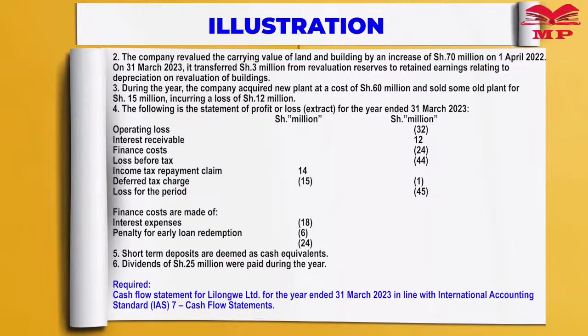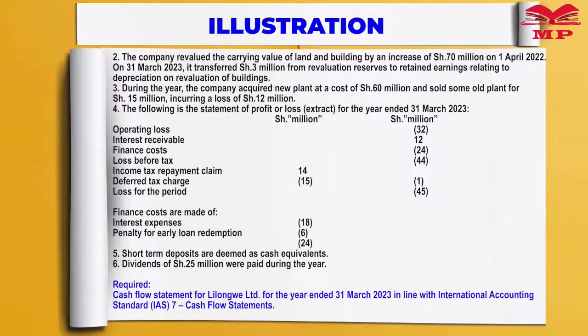So let's move to note number 4. In note number 4, you are given the statement of profit or loss. I don't think we have any working which is required as far as that is concerned. There was an operating loss, interest receivable, finance cost, loss before tax, income tax repayment claim, and then we have the deferred tax charge, and then we are given the loss for the period, and then you are told the finance cost.